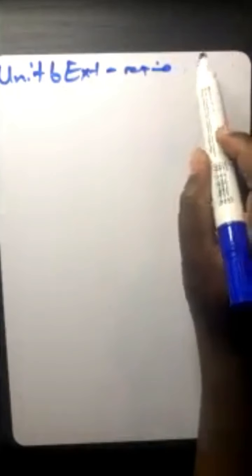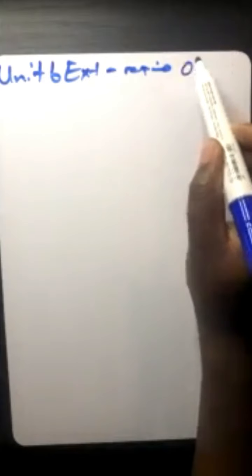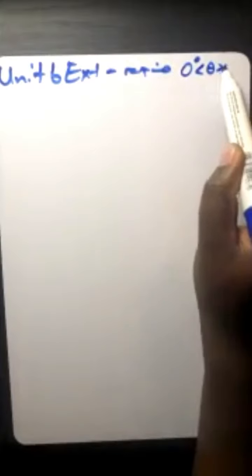But for now, let's quickly say under Unit 6, we focus on extending ratios to an angle which is between 0 and 360 degrees.